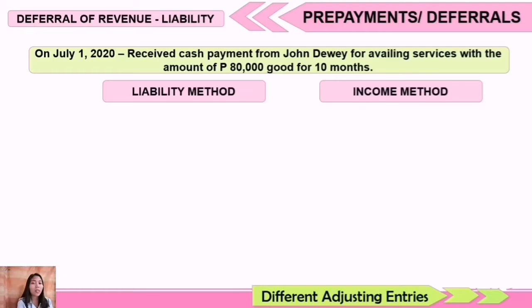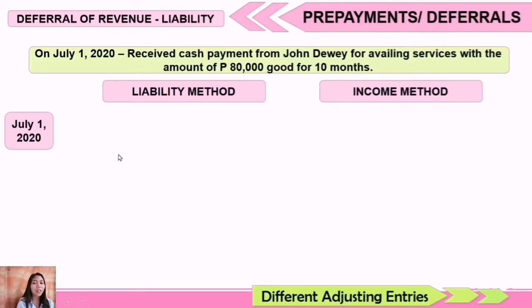On July 1, 2020, received cash payment from John Dewey for availing services for the amount of 80,000 good for 10 months, meaning to say we have received 80,000 and then we need to divide it into 10 months because it is the statement in the transaction. Then we must record first the transaction on July 1.